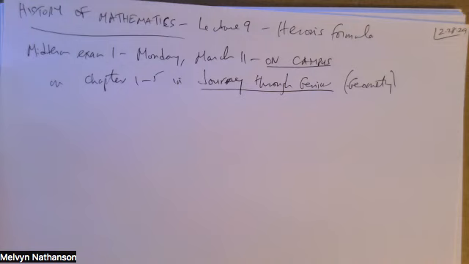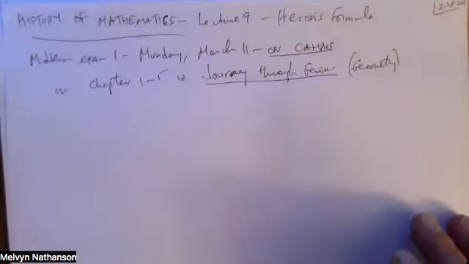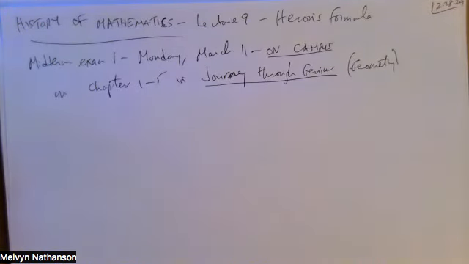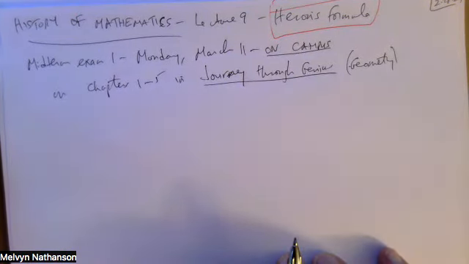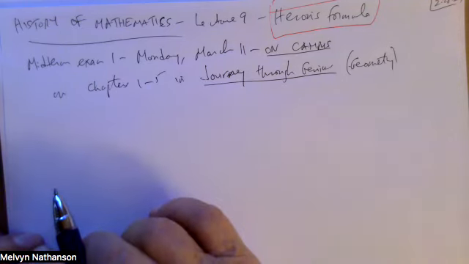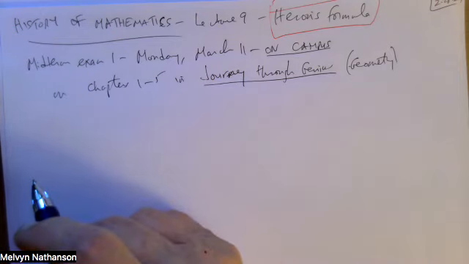So in chapter 5, the great theorem is Heron's formula for the area of a triangle. Let me just say a word or two about that, and then I'll come back to it later in this lecture. There's more in chapter 5 than just Heron's formula.